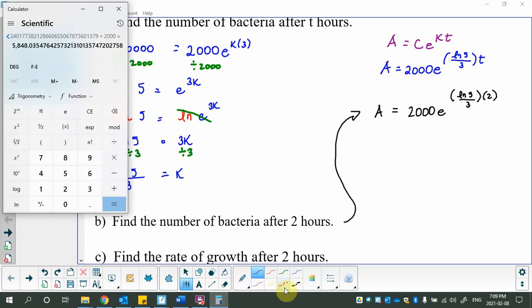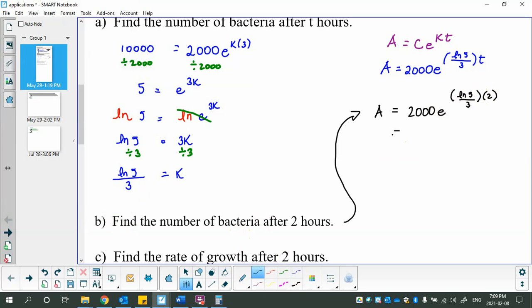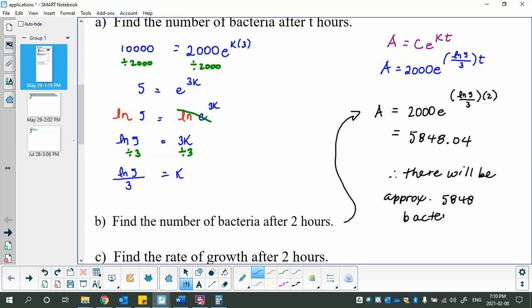So I'm going to write that down. 584804. So that's how many bacteria there are after 2 hours. I'm going to give this a therefore statement and say there will be, and I know he said not to round, but you don't want to round your answer and then round again, so I'm rounding at the very end. There will be approximately 584,804 bacteria.